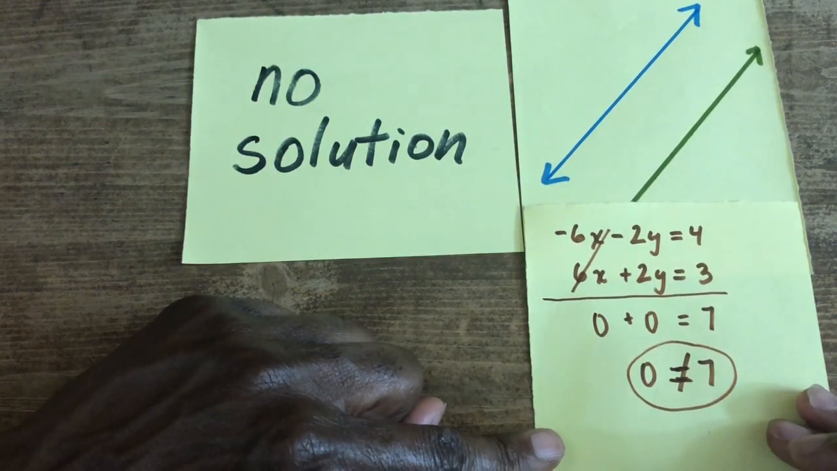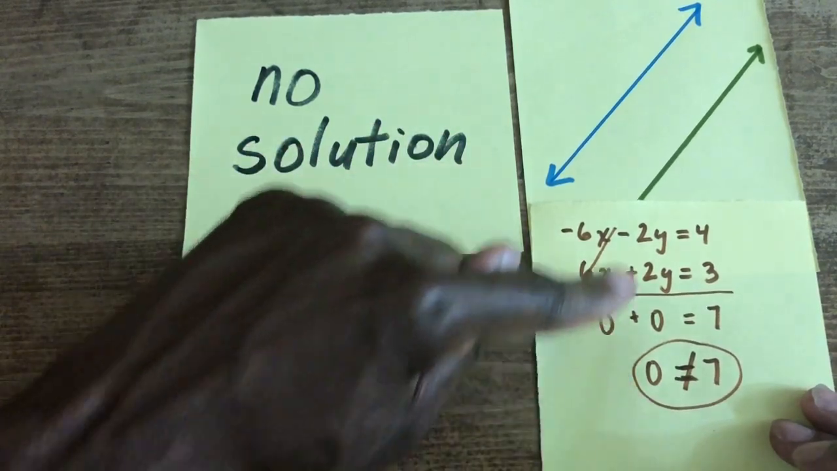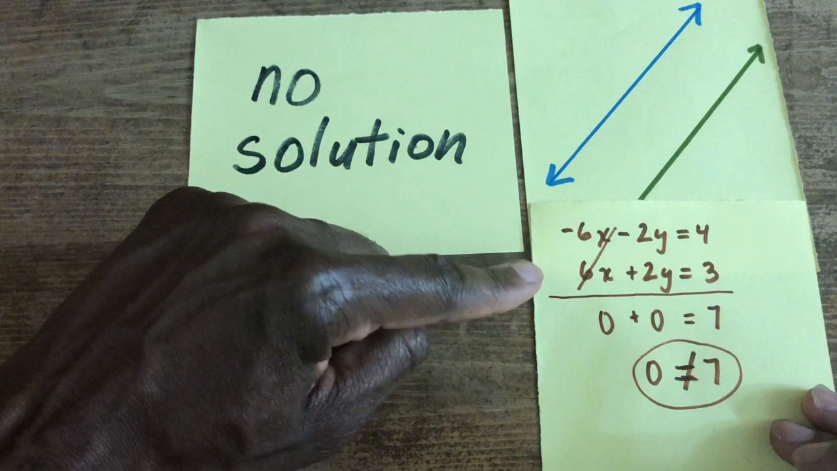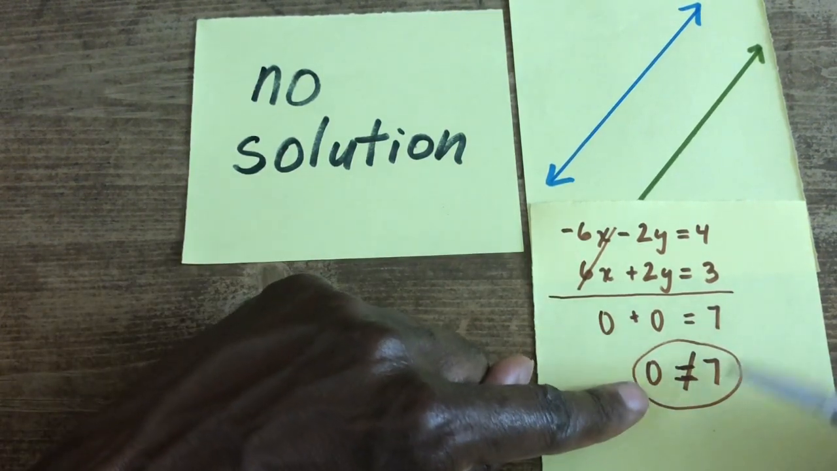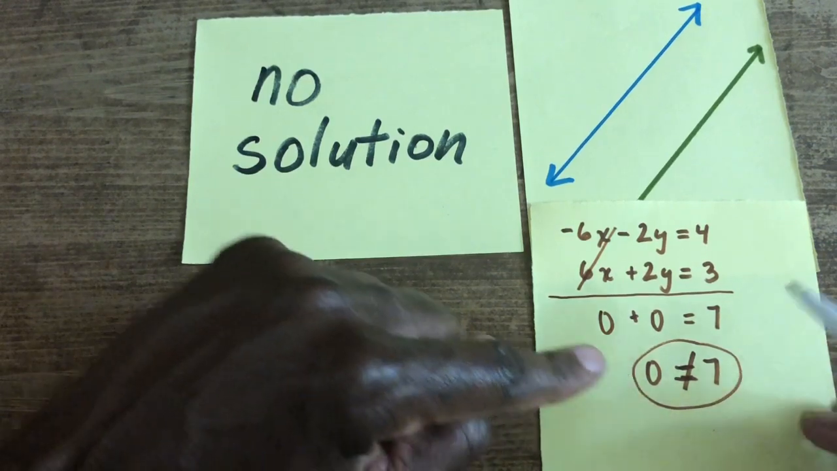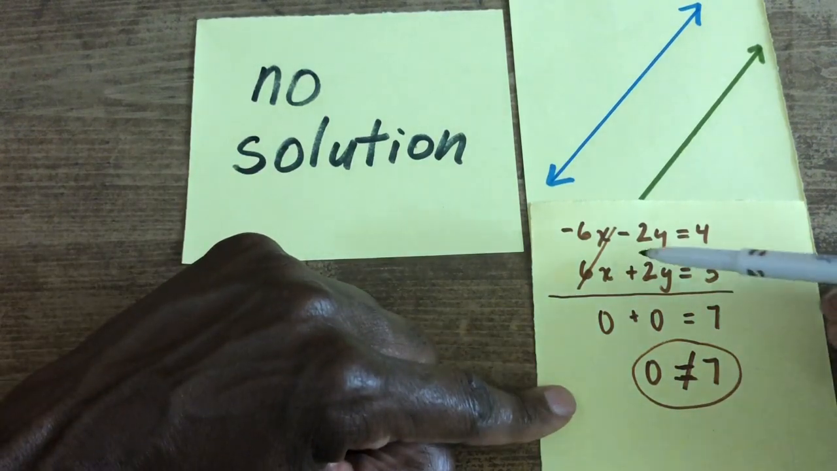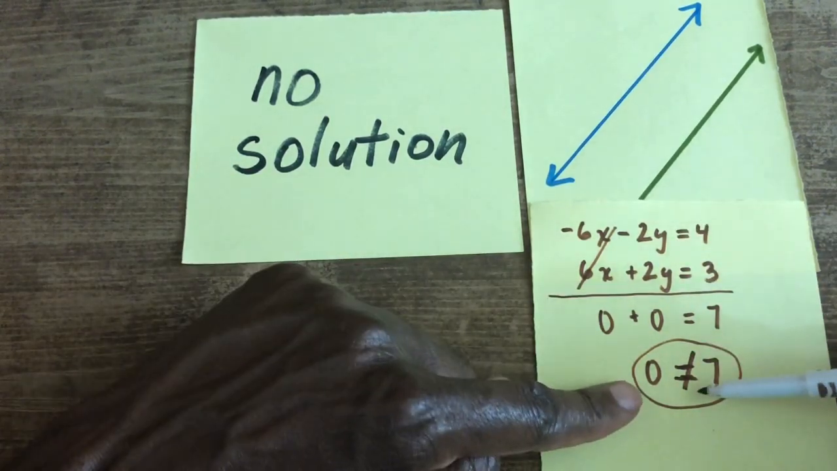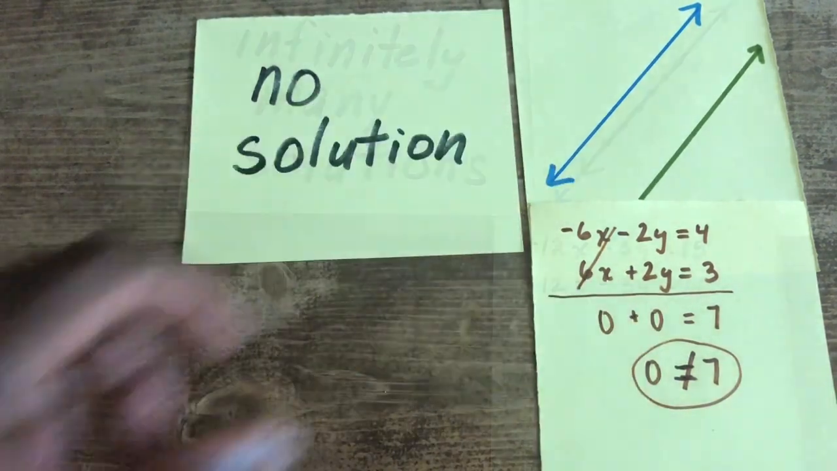That's why there's no solution. There's no answer. We couldn't find any coordinate for this because when we did the addition of the two equations, we found that we got two terms that are not equal to each other. 0 is not equal to 7. That means we have no solution. So keep in mind, algebraically, when we add and get 0 equal to some number, that's not a solution.